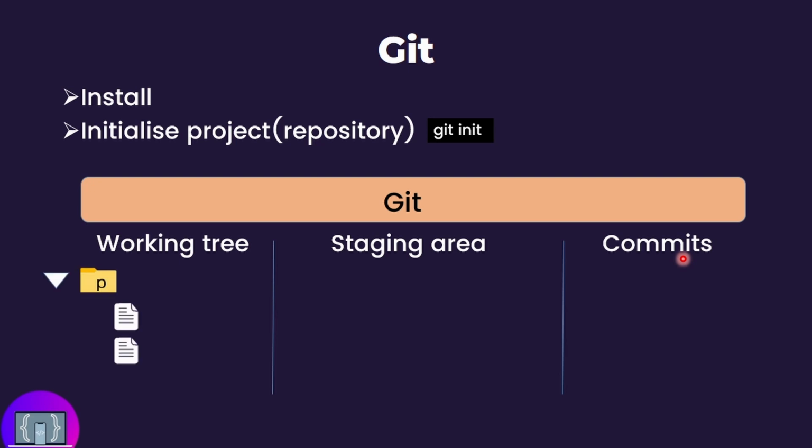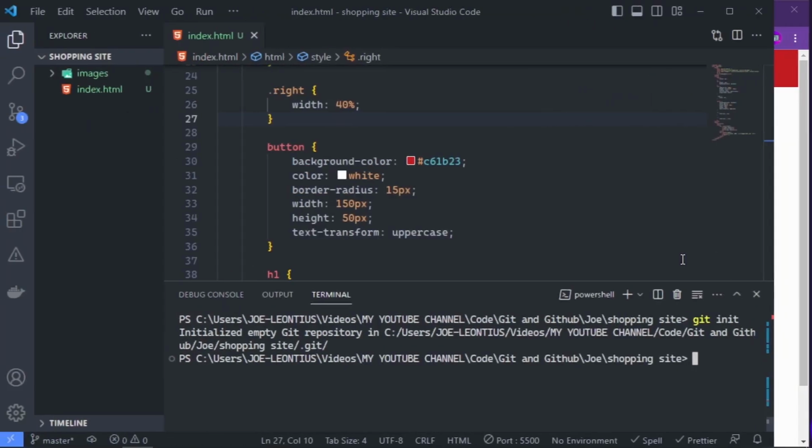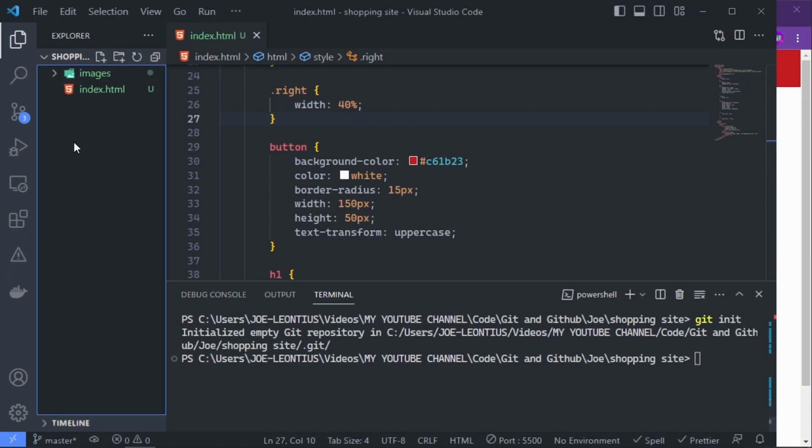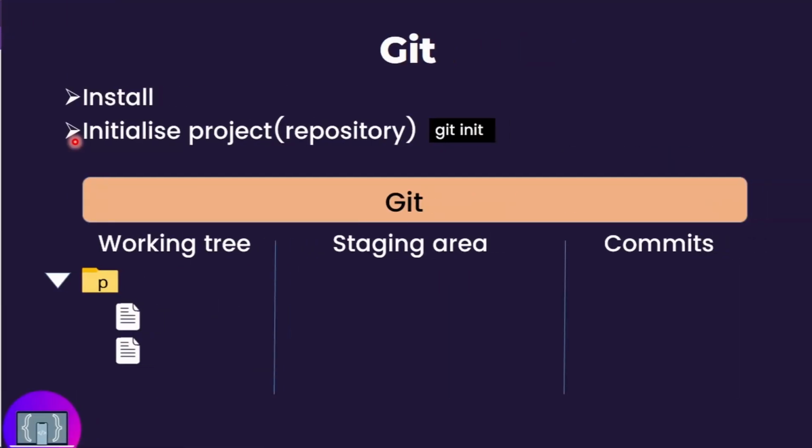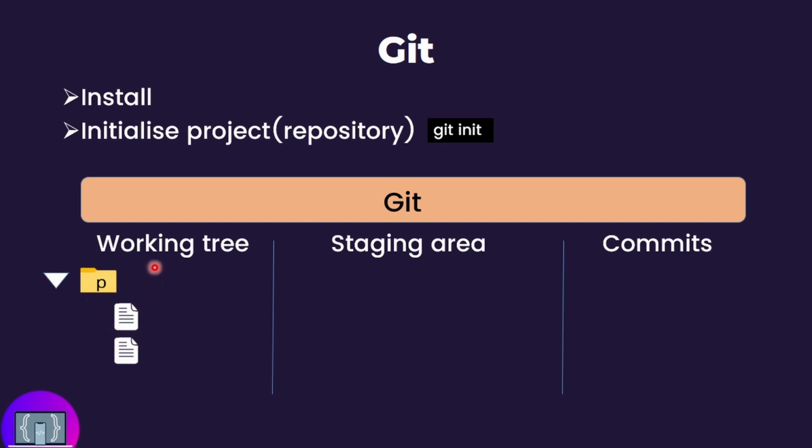So the working tree is what holds the files you are working on for that point in time. So this code we have here for the moment is in the working tree of Git. So Git knows that this project is here, and if we do modifications to it, we'll need to move it to the staging area, then create a commit of a particular version of that project.